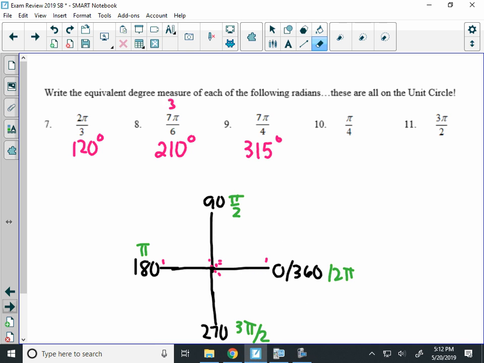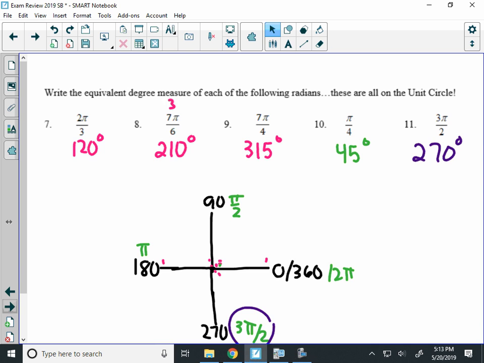All right, last two. Pi over 4. Well, that one's really easy. Pi over 4 we just talked about. It's here in the first quadrant, and pi over 4 is equal to 45 degrees. You should just know that one. That should not take a lot of thought. Finally, 3 pi over 2 is one of your quadrantal angles. It's down here on the bottom. That's 270 degrees. So those take a little less thinking and figuring out than the other ones.